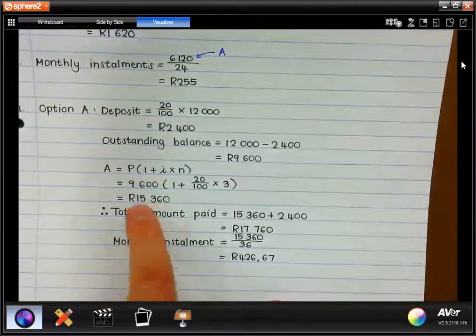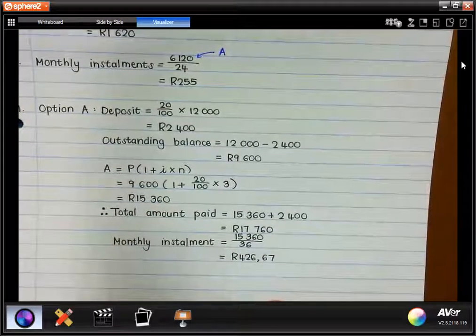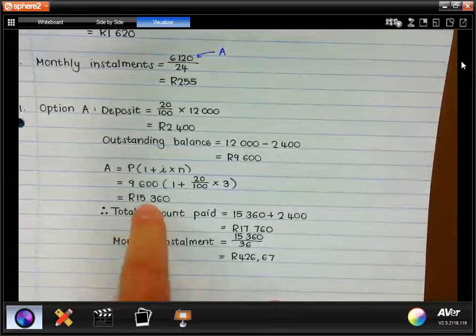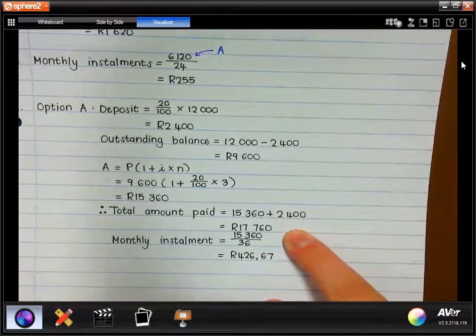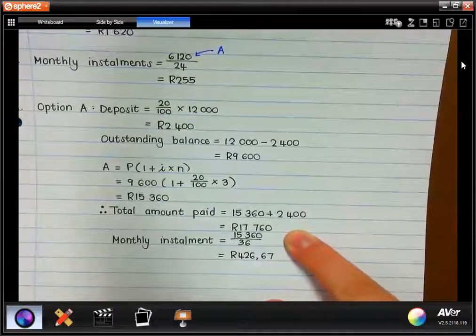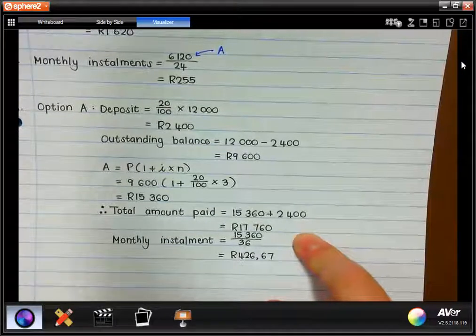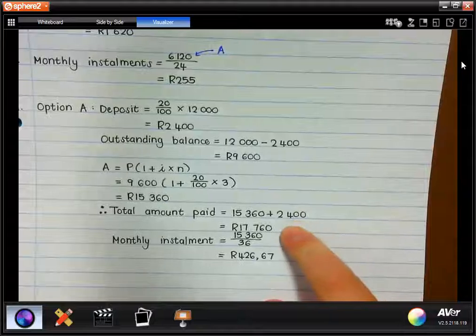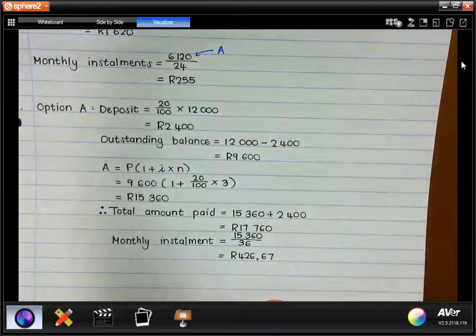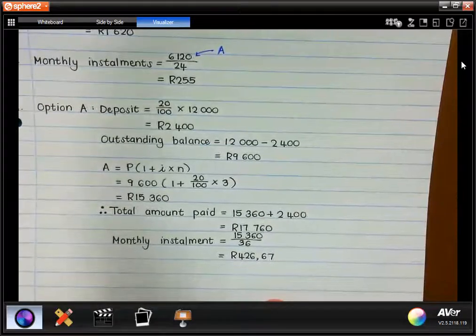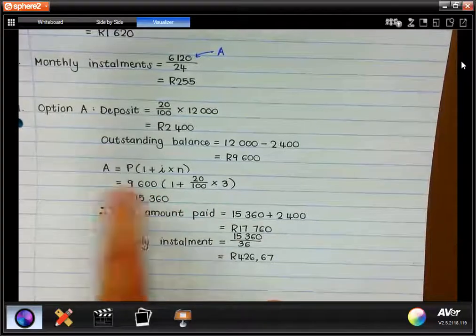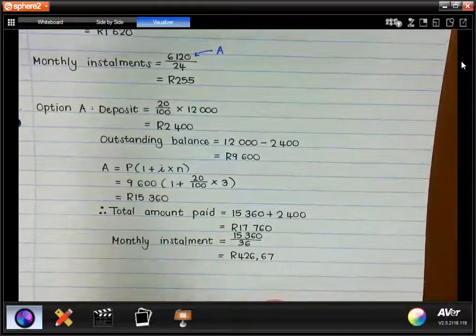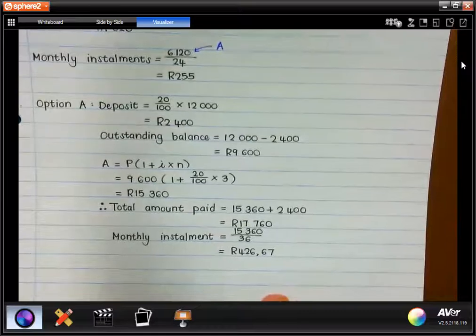So your A value here was 15,360. So the total amount paid is then A plus your deposit, which is 17,760. Okay, that's the first part of the question done. Then they ask for your monthly installment. Again, guys, that's not going to include your deposit. You've already paid that. You're not going to pay the deposit twice. So your monthly installment is always A divided by 36 in this case, because they said 36 monthly installments.